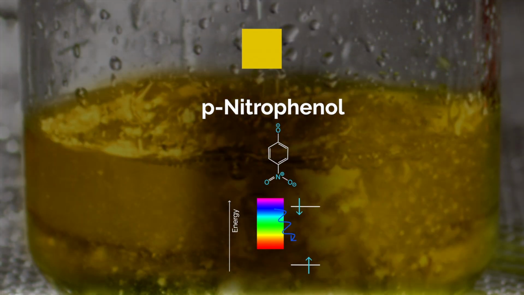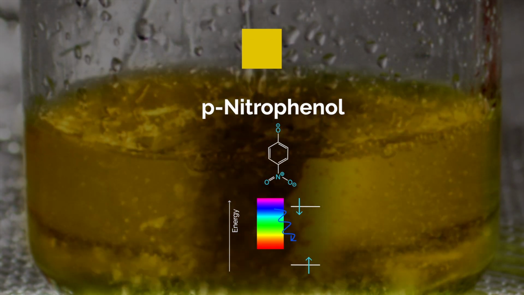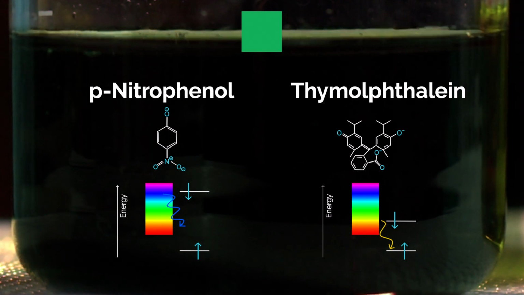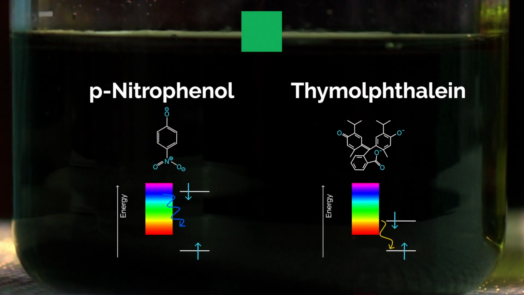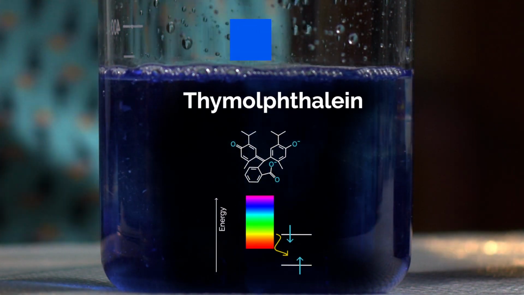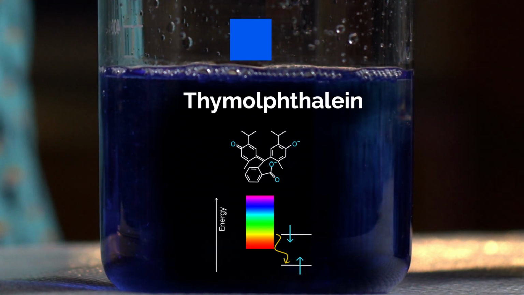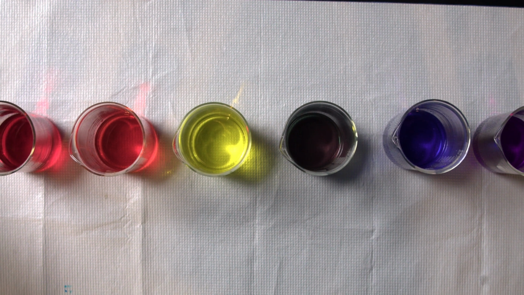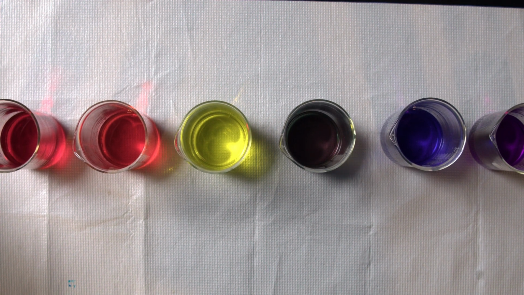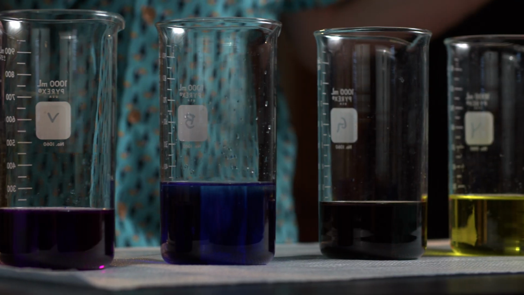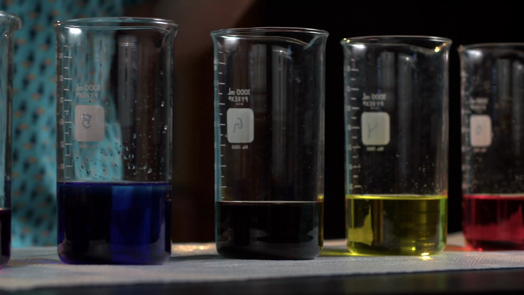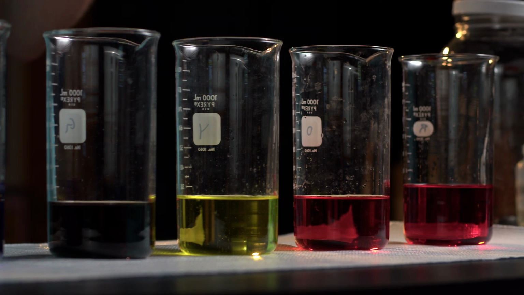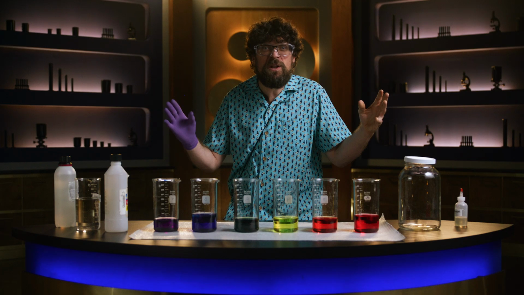Yellow, pure p-nitrophenol. Green, a delicate dance between thymolphthalein and p-nitrophenol. Blue, thymolphthalein, taking center stage. And finally, violet. A symphony of phenolphthalein and thymolphthalein. And there you have it, a complete rainbow, all thanks to the chemistry of acids and bases, coupled to delocalized electrons.